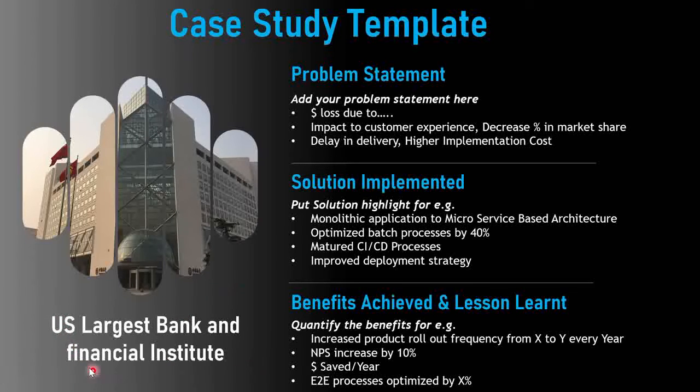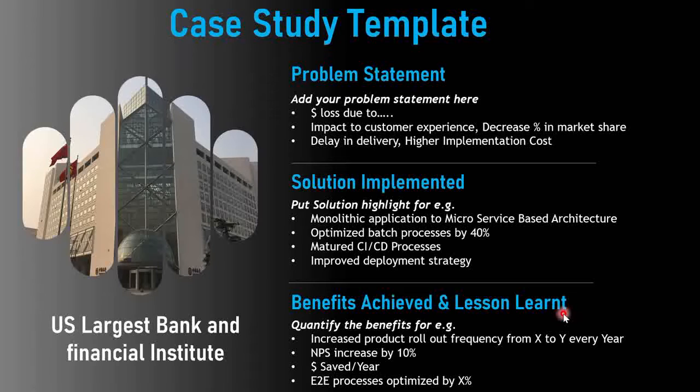extend this messaging. For example, I can say US largest bank and financial institute having this many branches in this geography, and these are the lines of business the customer does. So you can further extend this messaging here. You have a space here, and I have kept a logo here. I'm going to cover how we build this powerful logo, and then the rest of the part says what is my problem statement, what is the solution implemented, and what is the benefit achieved and lesson learned.